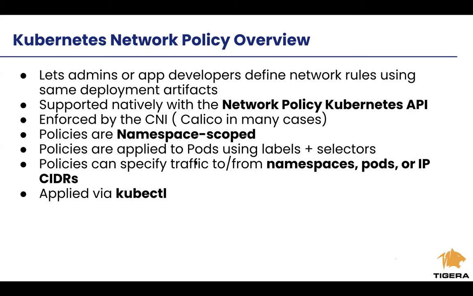Policies can specify traffic to and from namespaces, pods, or IP CIDRs. So this is when you're trying to define, limit or allow the traffic to or from your application. And you can select the source of the traffic or the destination of the traffic being a namespace, the pod itself using the labels, or the actual IP CIDRs. Of course, the definition of network policies, you can use kubectl to apply them and work with them as well.